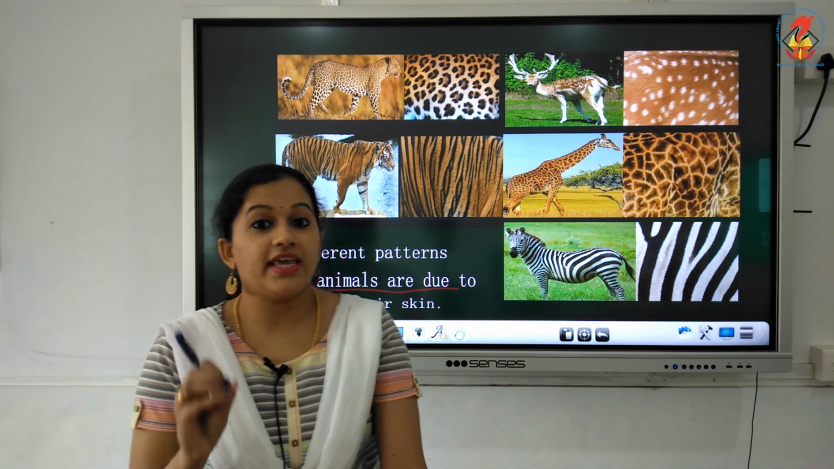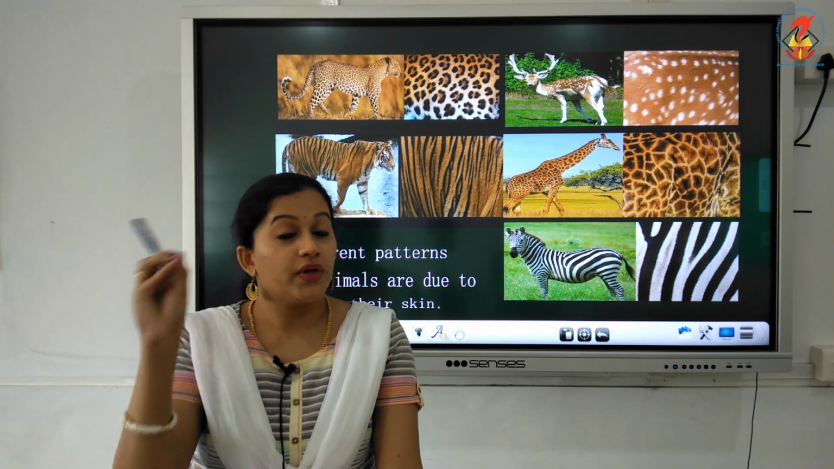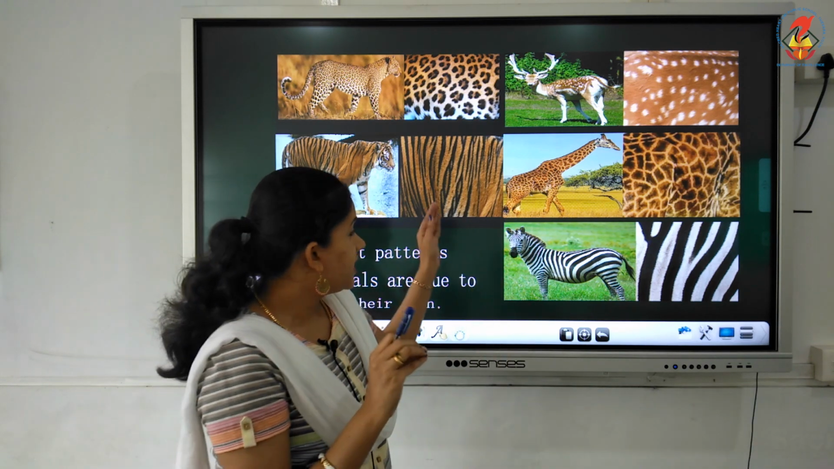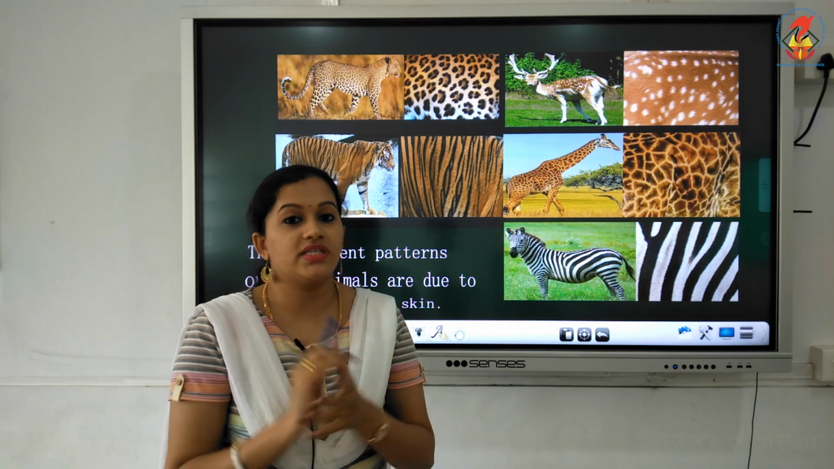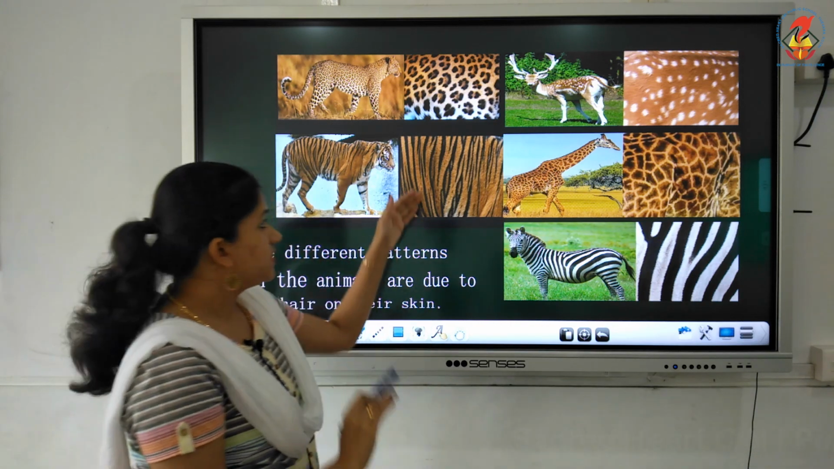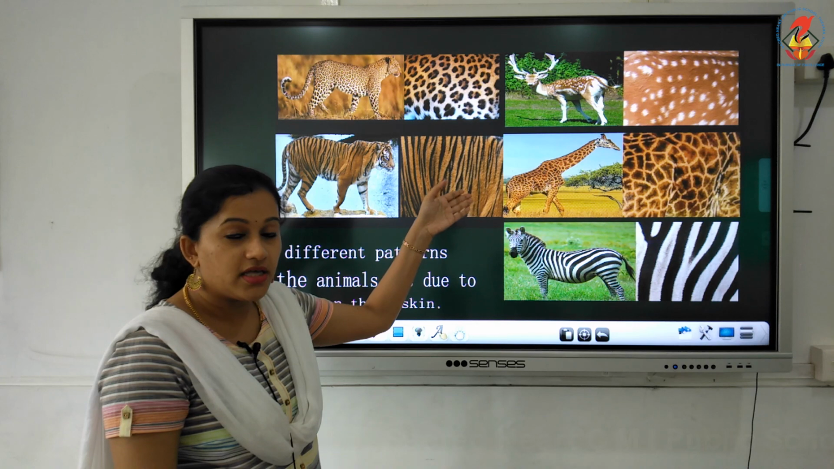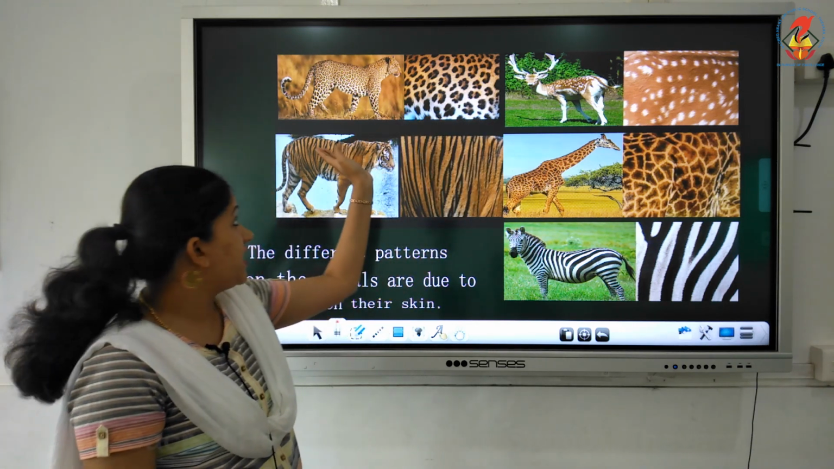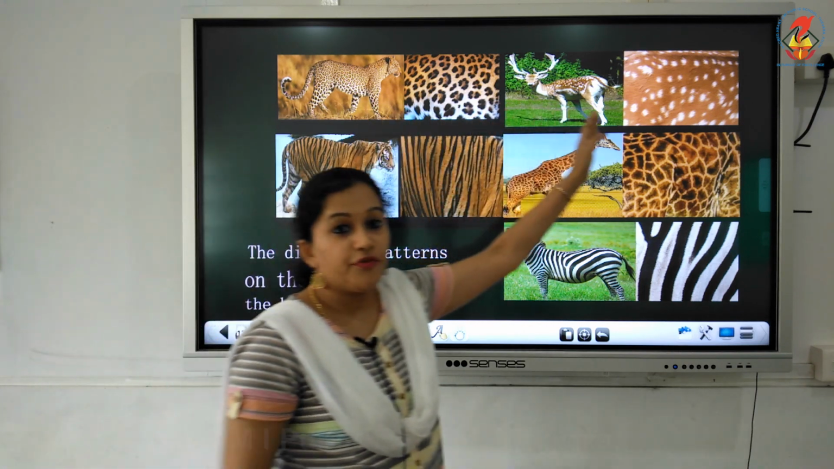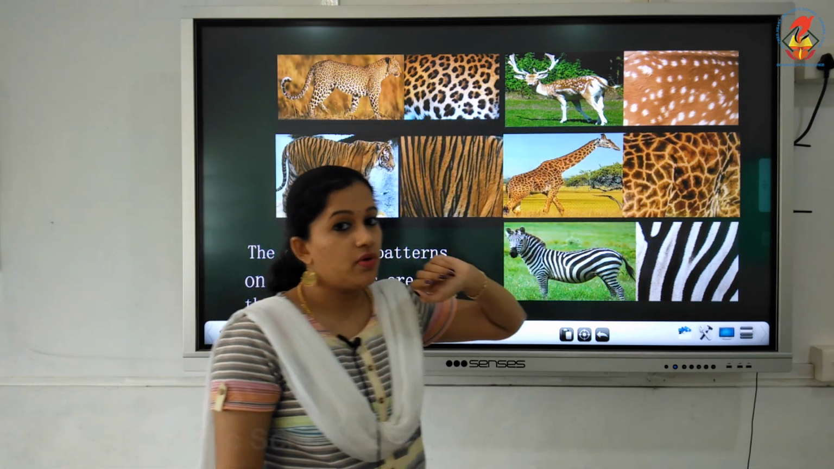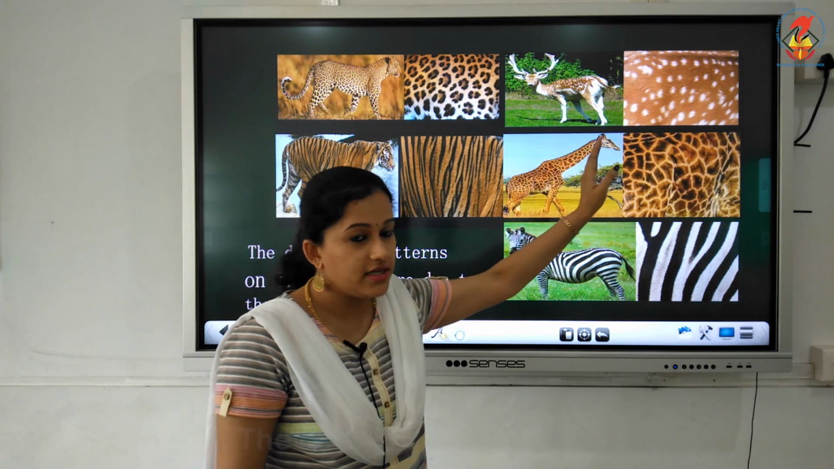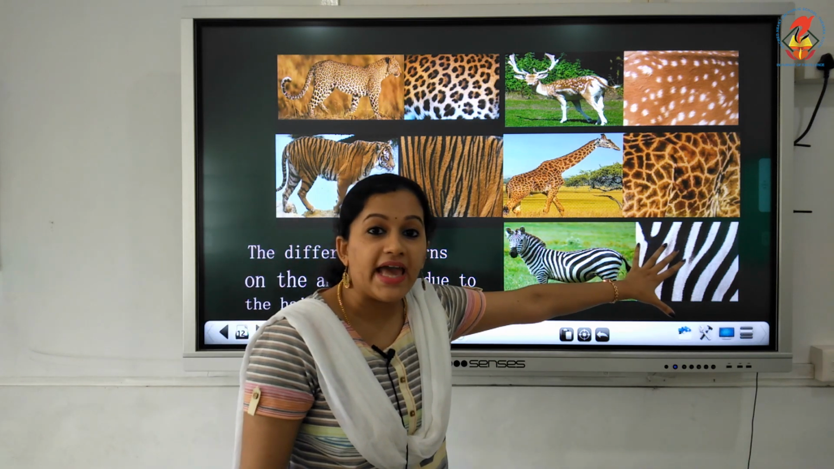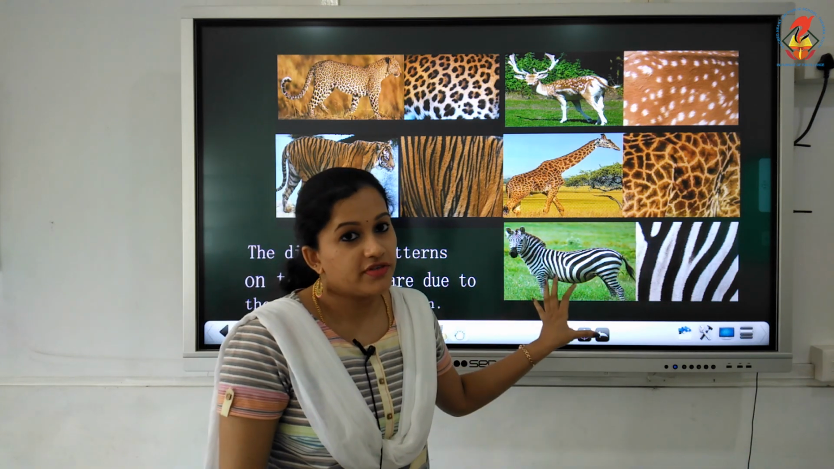We learned that we can recognize animals by looking at their external ears. Isn't it the same way? Because of these patterns, we can recognize which animal it is. For example, if you see the striped coat of a tiger, you know that it's a tiger. If you see a spotted coat, you know that it's that of a leopard. If you see a white dotted coat, that is the coat of a deer. If you see a patchy coat, that's of a giraffe. And if you see black and white stripes, that is of a zebra.